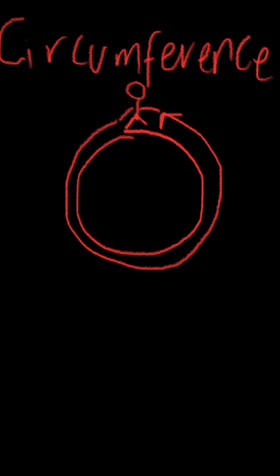Now, to calculate the circumference, you need one measurement, which is what we call the radius. So a radius is basically the distance between the middle of the circle to any of the edges. That means that's a radius, that is also a radius, that is also a radius, right?